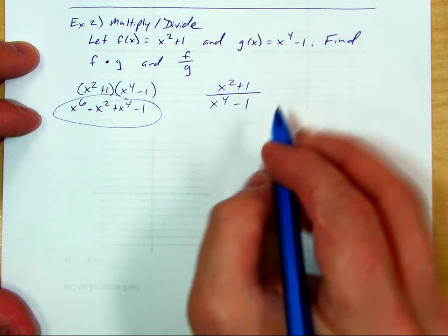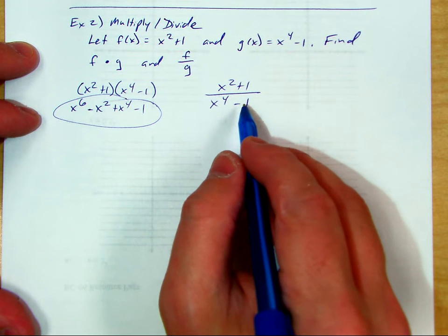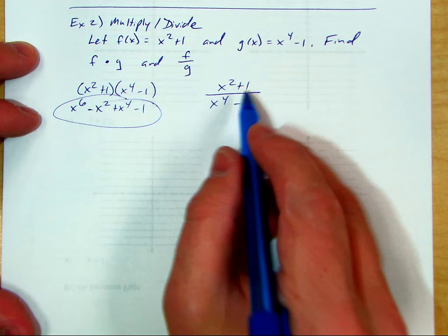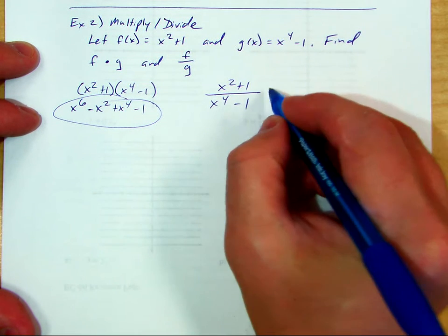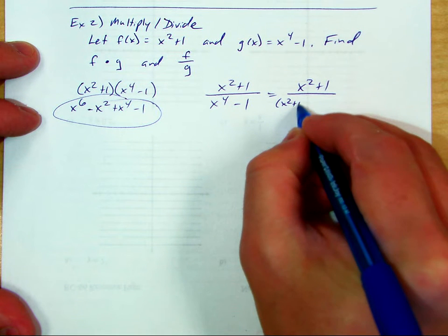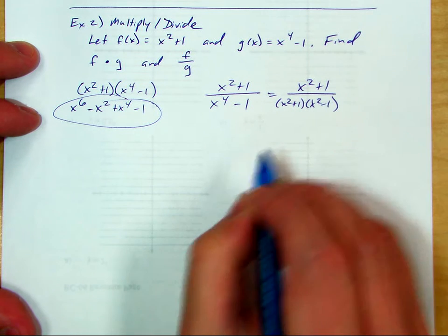Okay? F over g, on the other hand, x squared plus 1, and this is x to the 4th minus 1. We have to always look to simplify, and one of the ways to do that is to factor top and bottom when we're dividing. This is actually a difference of two squares. So this becomes x squared plus 1, and it's x squared plus 1, x squared minus 1 on the bottom.